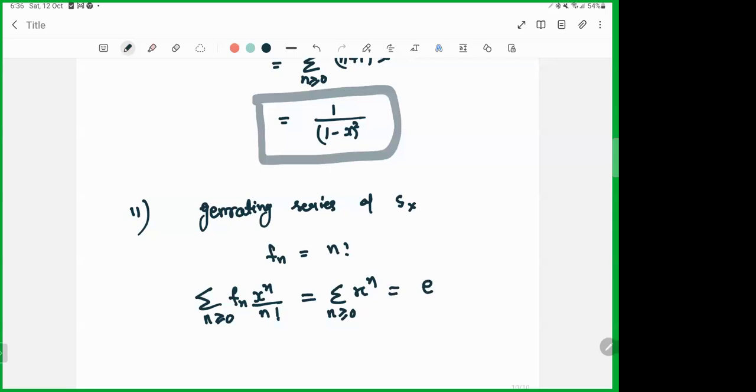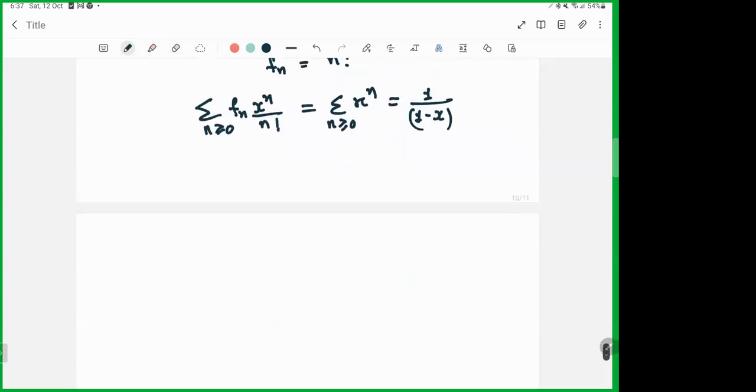What is this? This is 1 upon 1 minus x, right? Because if you open the expression, this will be 1 plus x plus x squared and so on, so on, so on. And this is precisely this thing, right? Yes. What is the type generating series?